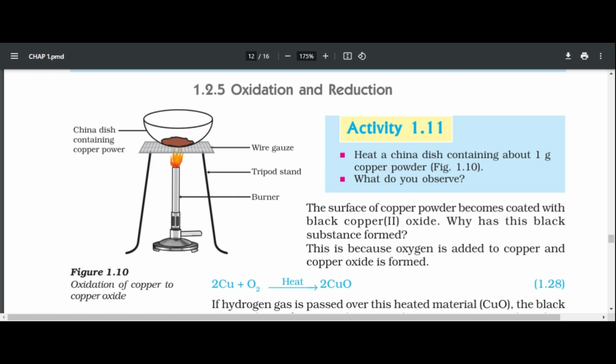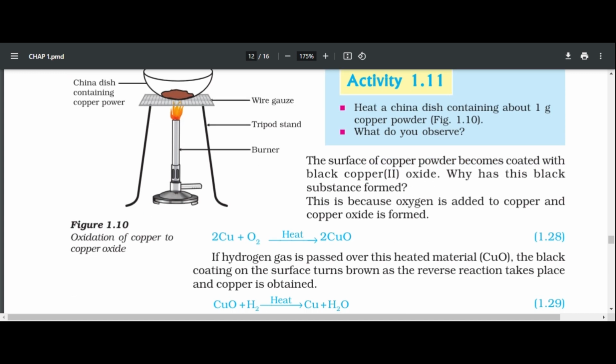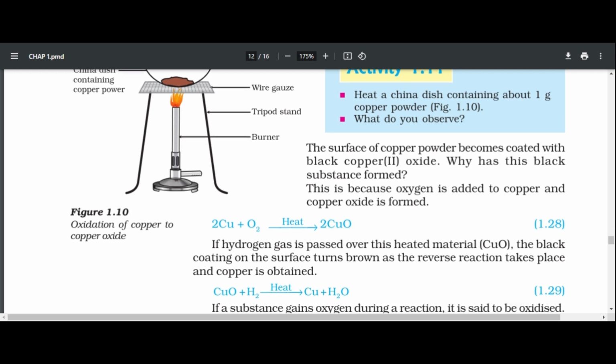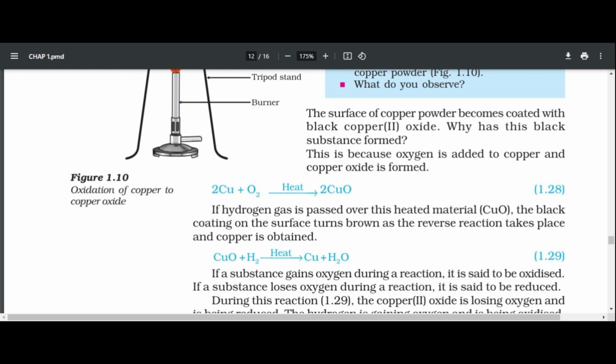1.2.5 Oxidation and reduction. Activity 1.11. Heat a china dish containing about 1 gram copper powder. What do you observe? The surface of copper powder becomes coated with black copper(II) oxide. Why has this black substance formed? This is because oxygen is added to copper and copper oxide is formed. 2Cu plus O2 in the presence of heat gives 2CuO.